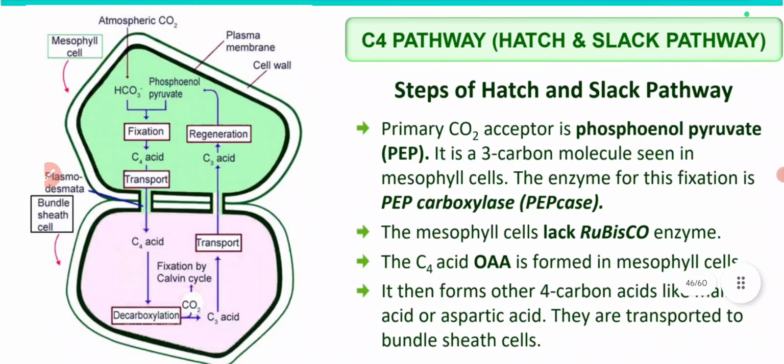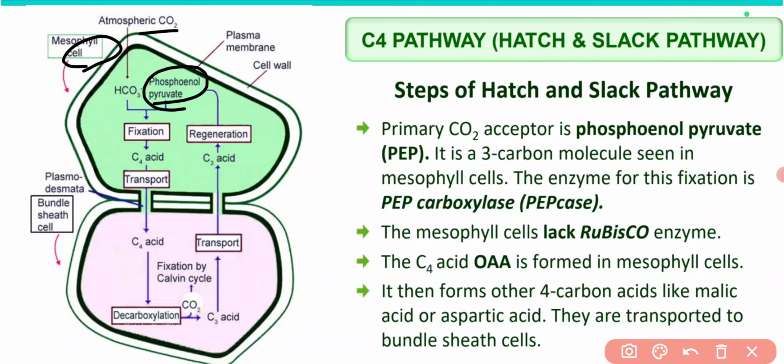Steps in the Hatch and Slack pathway. The primary CO2 acceptor is phosphoenolpyruvate, also called PEP. It is a 3-carbon molecule seen in the mesophyll cells. As you can see, this is the mesophyll cell labeled here, and atmospheric CO2 is absorbed by phosphoenolpyruvate. The enzyme for the fixation is PEP carboxylase, or PEPcase.